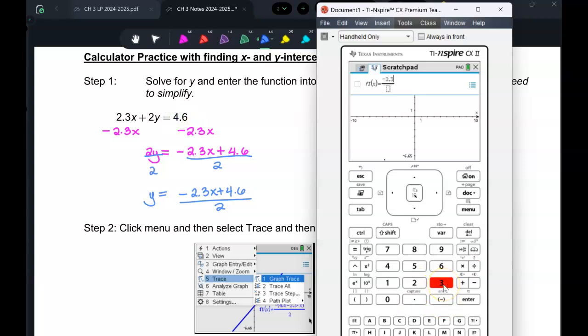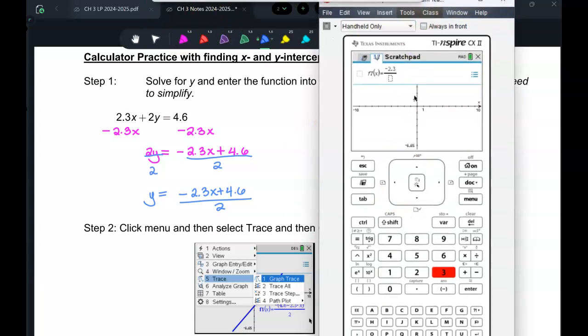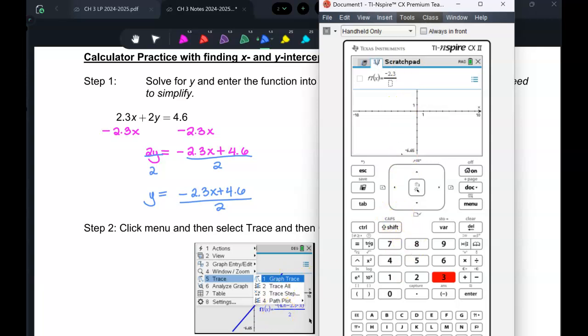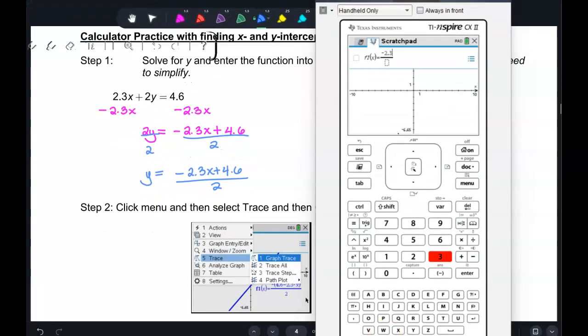How do you get the letter X? Wait, and I do negative 2.3. Negative 2.3. Where's the X? Oh, you have to put an X. Yeah, where's the X? It's at the bottom.